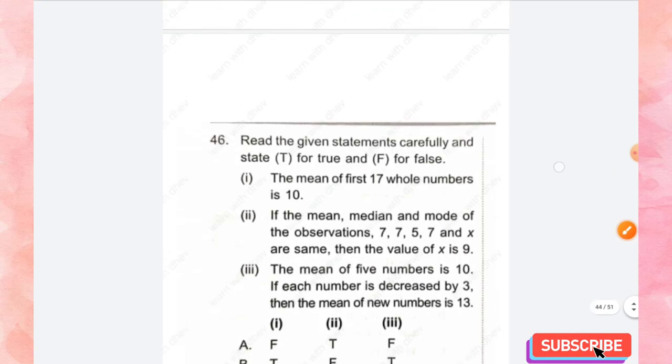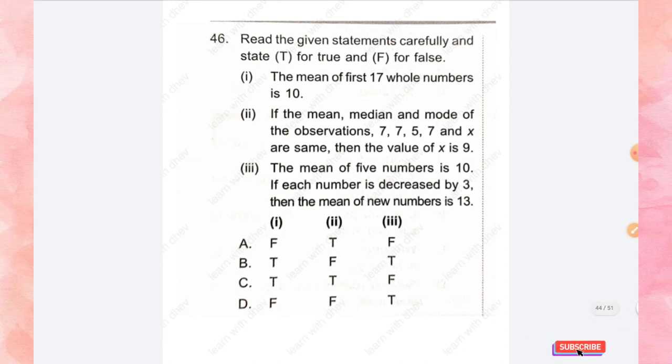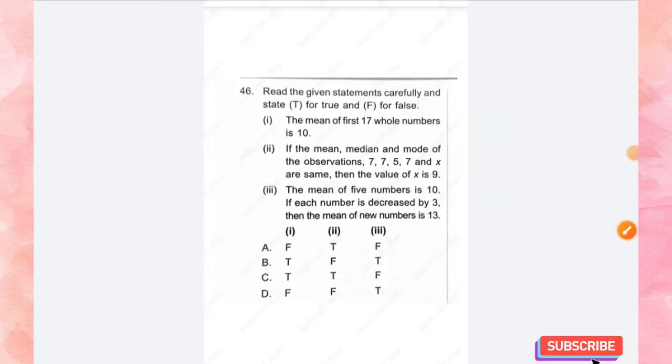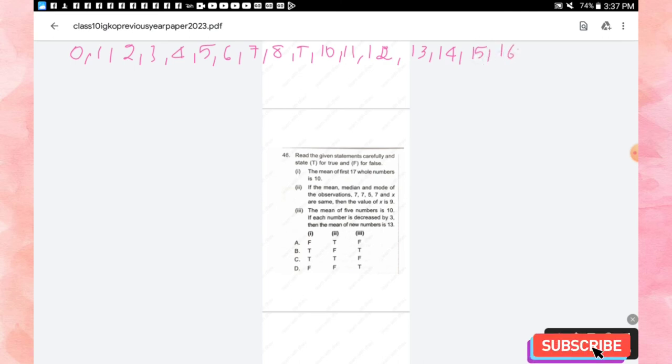The last section is Achiever section. Question number 46. Read the given statement carefully and state T for true and F for false. Now we'll solve the first one. The mean of first 17 whole numbers is 10. We have to find whether the mean of 17 whole numbers is 10 or not. So what are the first 17 whole numbers? It starts with 0, 1, 2, 3, 4, 5, 6, 7, 8, 9, 10, 11, 12, 13, 14, 15. Right. So 0 to 16 is the first 17 whole numbers.